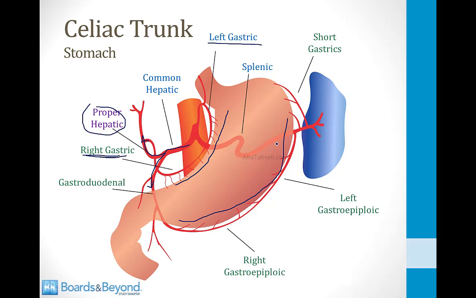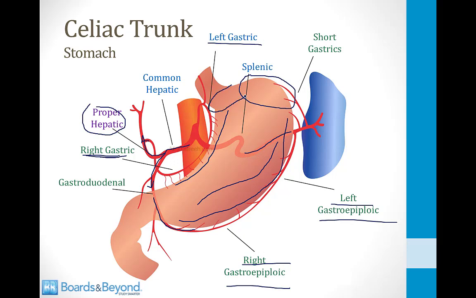On the other side of the stomach, we have the greater curvature. That is supplied by the left and right gastroepiploic arteries. The left gastroepiploic is a branch off the splenic artery, as shown here. The right gastroepiploic comes off the gastroduodenal artery. And then finally, the top portion of the stomach here is called the fundus of the stomach, and the cardia of the stomach is where the esophagus enters. And the cardia and the fundus are supplied by short gastric arteries which come directly off of the splenic artery.